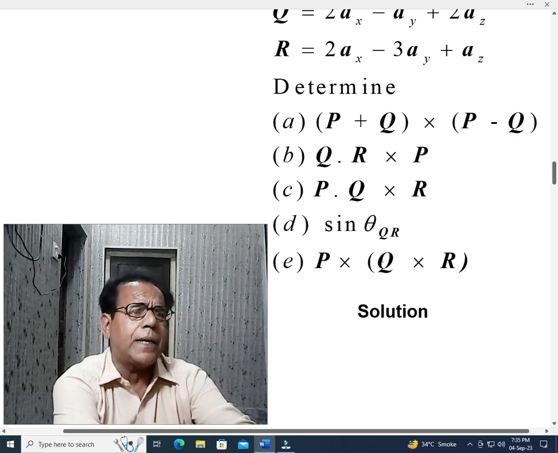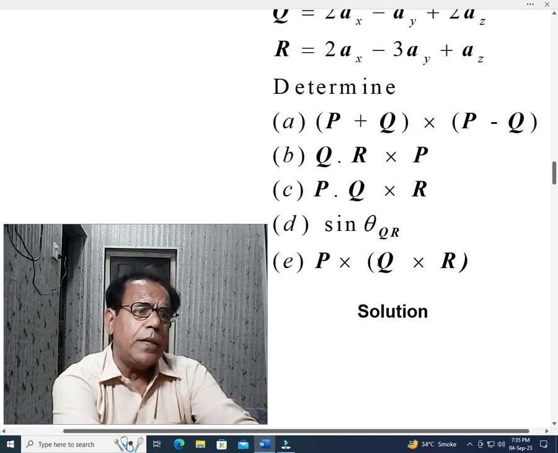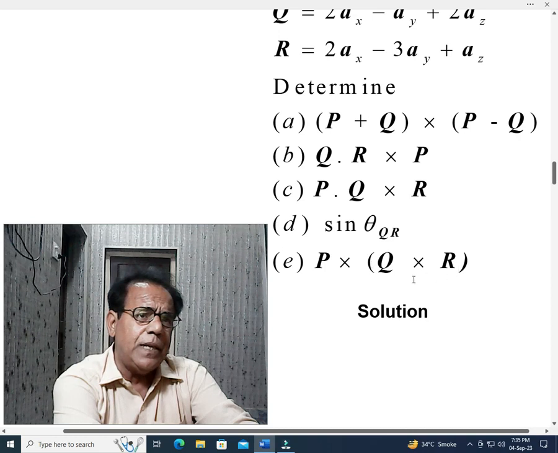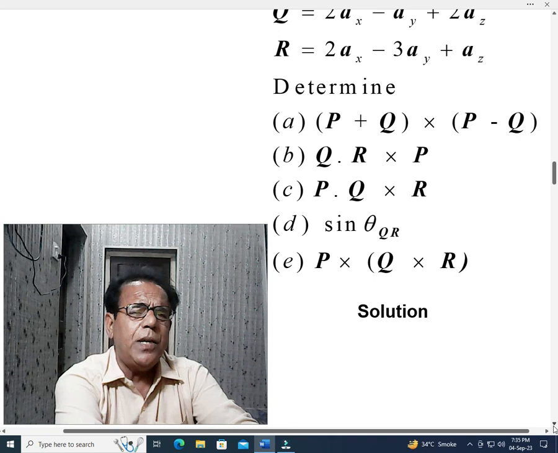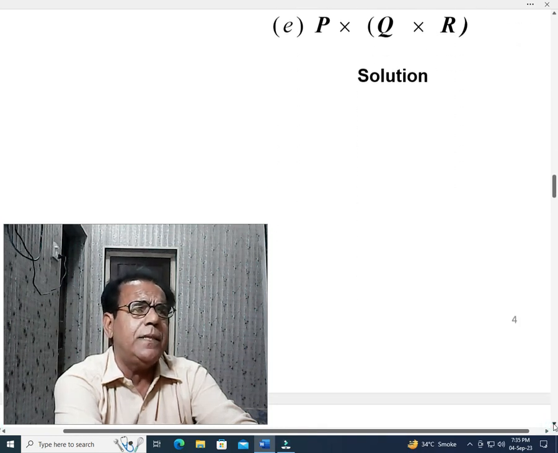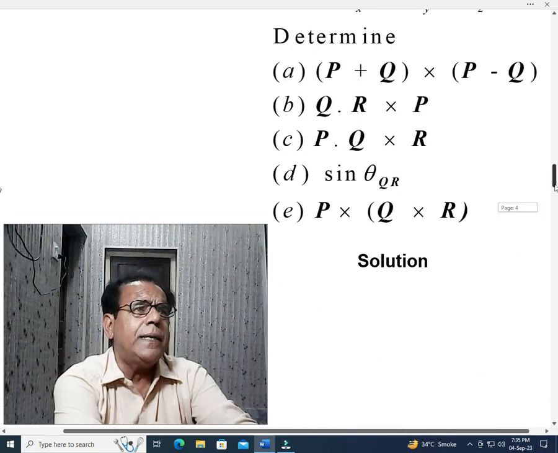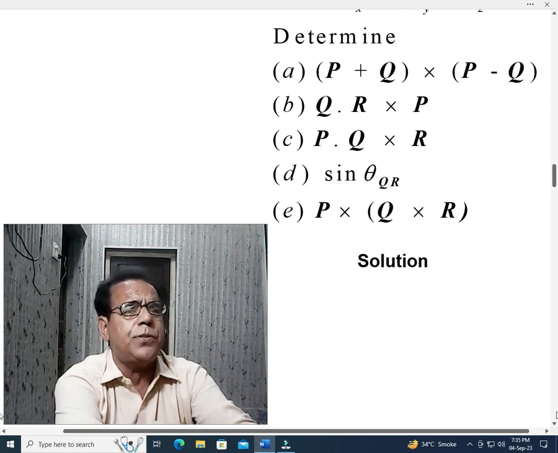Where a bracket comes, our order of operation becomes clear. That is to say, first we will operate this and then we will operate this. Anyhow, quite simple, 5 parts. We see one by one these 5 parts. In part A, first we will find P plus Q, then we will find P minus Q, then we will take the cross product of these two.